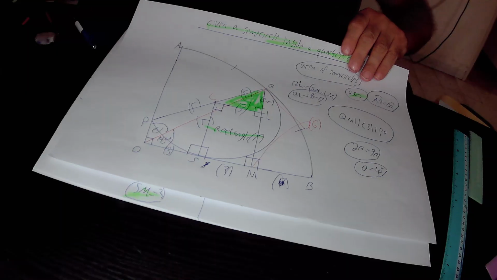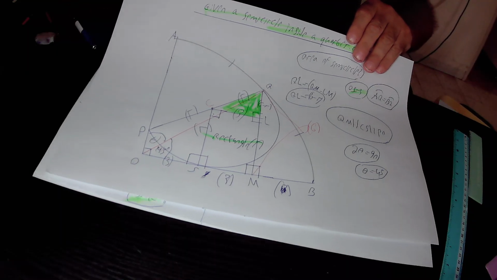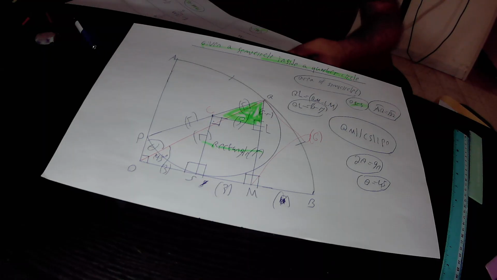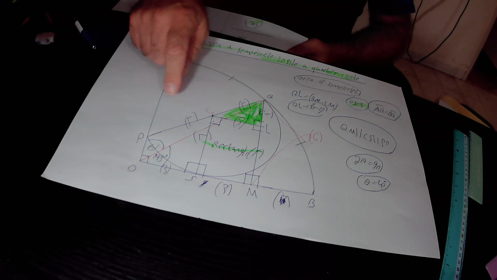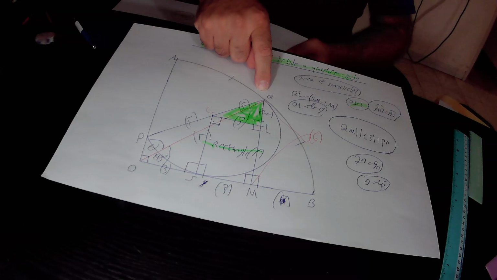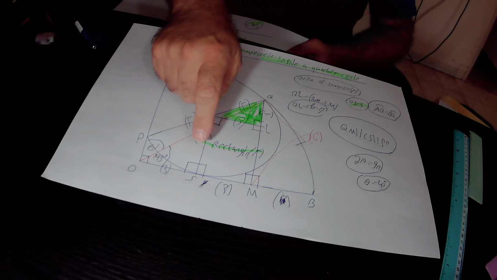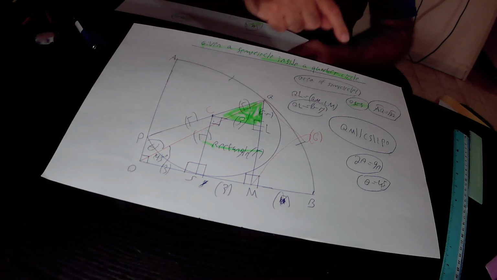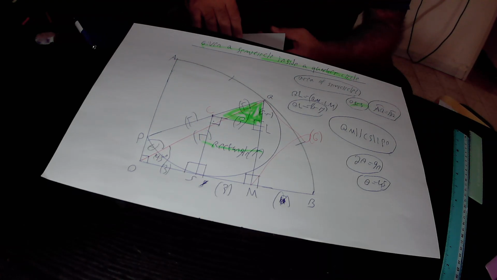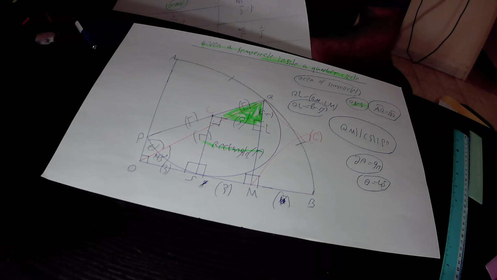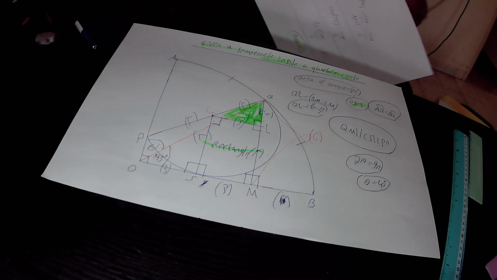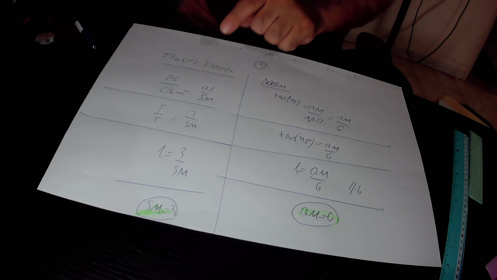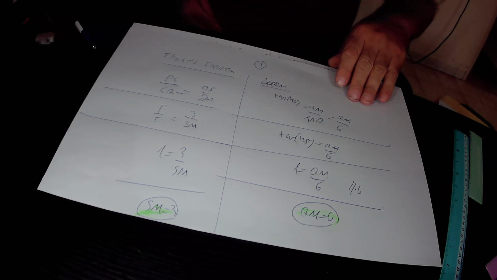So according to this theorem, PC over CQ equals OS over SM. Again, PC over CQ equals OS over SM.